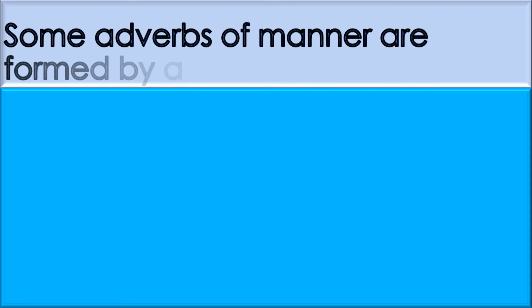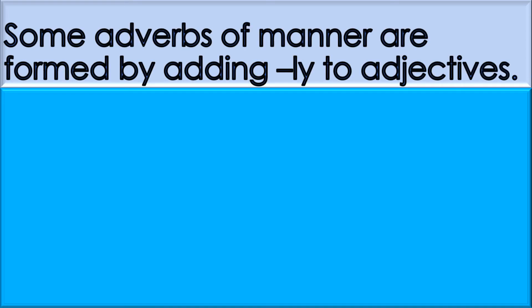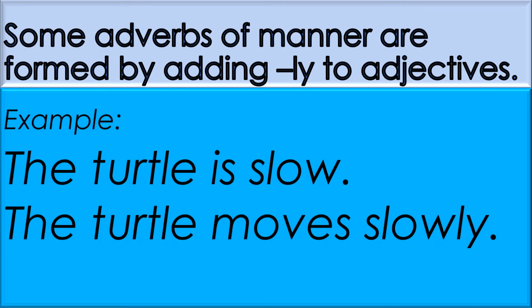Okay, let me discuss to you that some adverbs of manner are formed by adding ly to adjectives. Examples: the turtle is slow. The turtle moves slowly. Okay, what did you observe from the last word, which is slow? It becomes slowly. Slow, the adjective, and to become adverbs of manner, it becomes slowly. Okay?